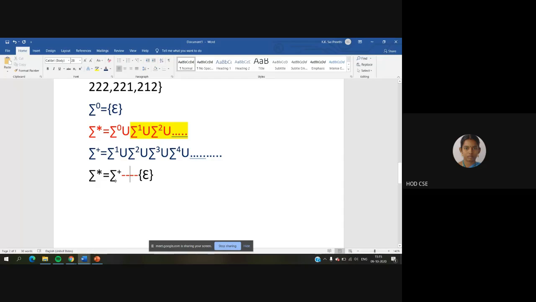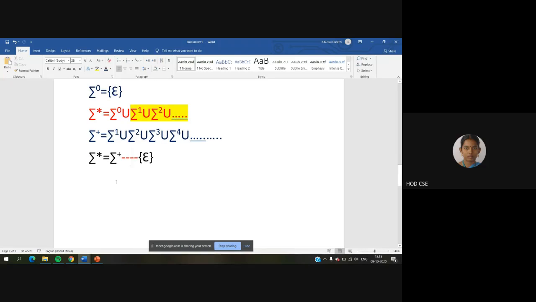So you have sigma plus and epsilon separately. By doing which operation can you get sigma closure? Students, by doing what operation are you getting sigma closure? I'll explain with an example, then you can understand very clearly.